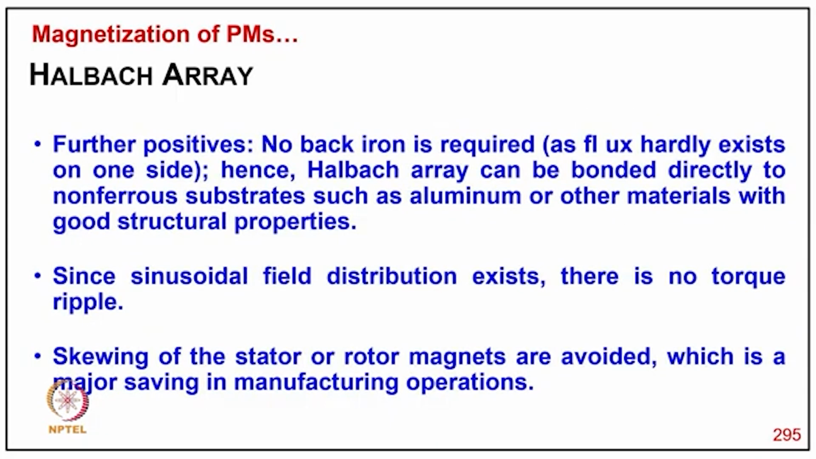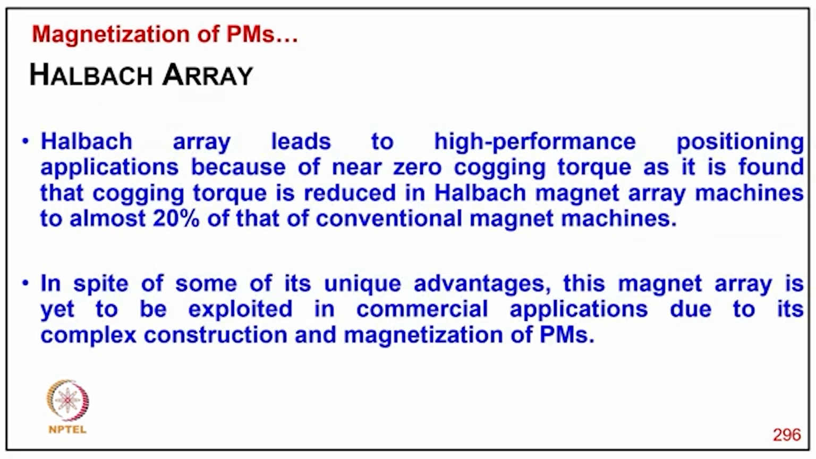So further positive, no back iron is required as flux hardly exists on the one side, hence the Halbach array can be bonded directly to the non-ferrous substrate such as aluminum or other material with good structural property. Since the sinusoidal field distribution exists, there is no torque ripple. The skewing of the stator or rotor magnets is avoided, which is a major saving in the manufacturing operation.